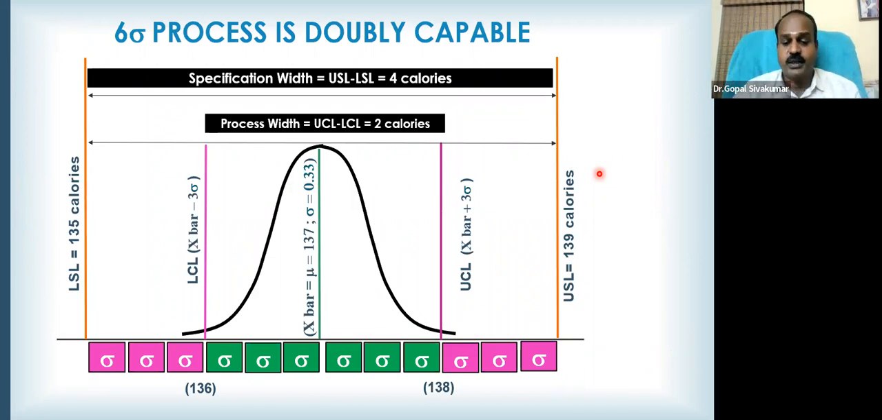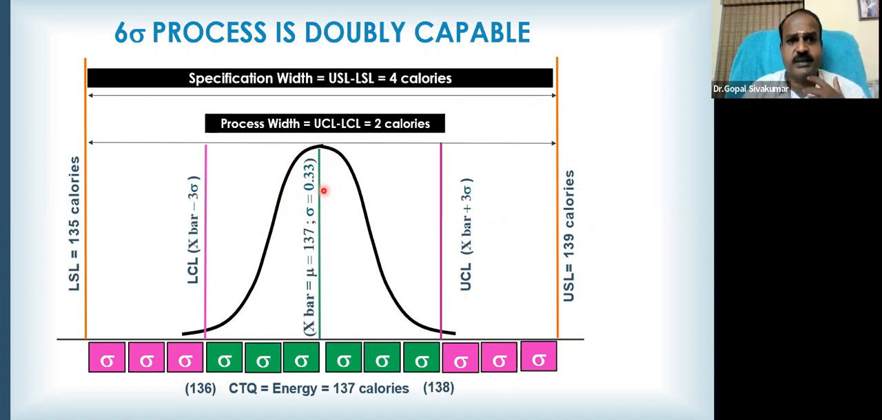So how do you gain the capability? By controlling the two parameters. One is central tendency, the other one is variation. Look here, our central tendency is on the target, so we don't see any problem. But in the previous case, what was our standard deviation? 0.66. Now I make some changes in the process. Maybe I train my people and then make some arrangements to ensure the standard deviation is reduced. See here, now the standard deviation is 0.33.